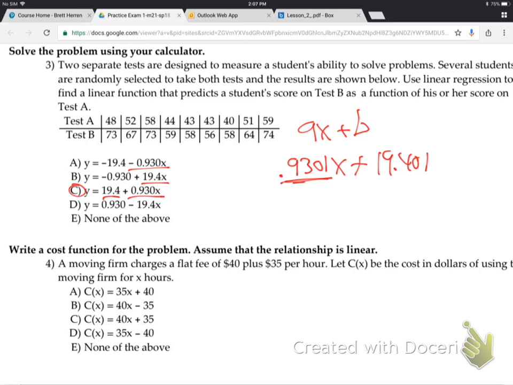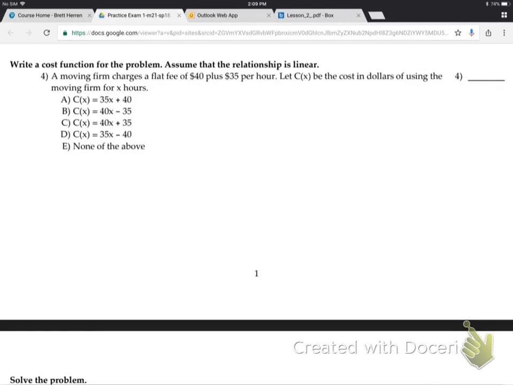On to number 4 we go. A moving firm charges a flat fee, $50. Oh, it's cut off. Okay. So flat fee of $40 plus 35 per.